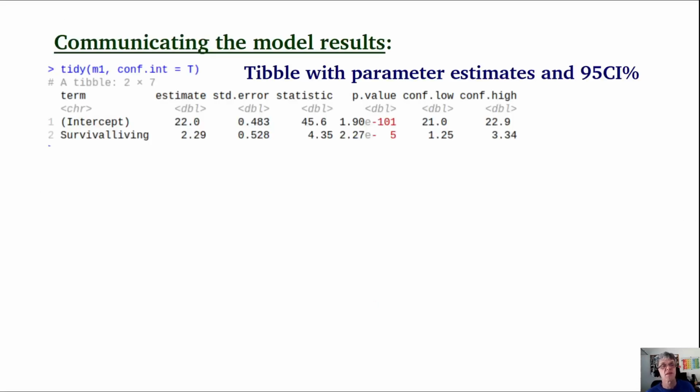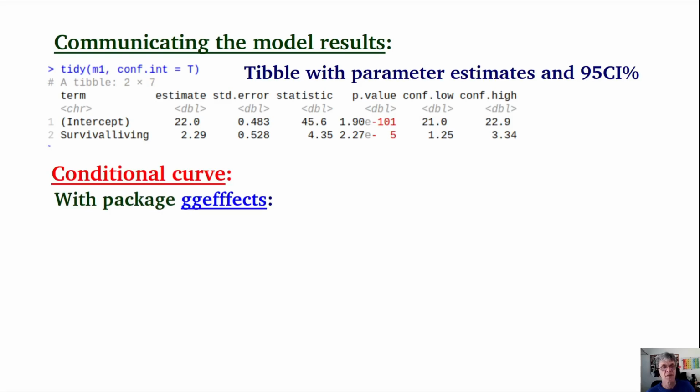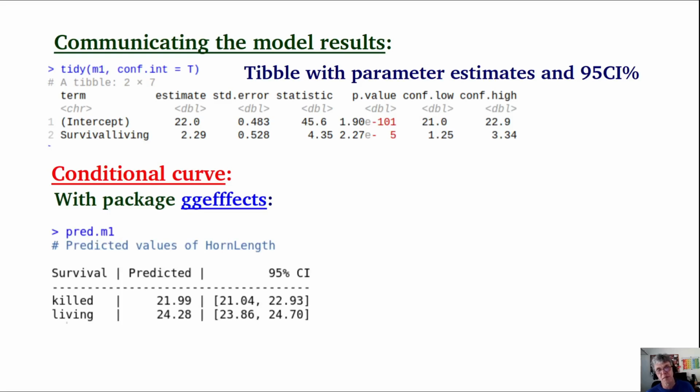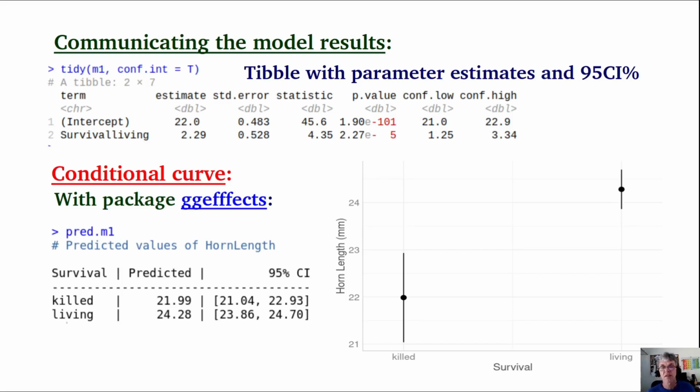So in order to communicate the results, we obtain a table, which is a kind of data frame with the parameter estimates and the confidence intervals of the parameter estimates, interpreted in the usual way. The conditional curve obtained with the package ggfx shows the predicted means and the 95% confidence intervals for each of the two groups, with which we make the following plot, and this is what we can easily communicate as a result of this analysis.